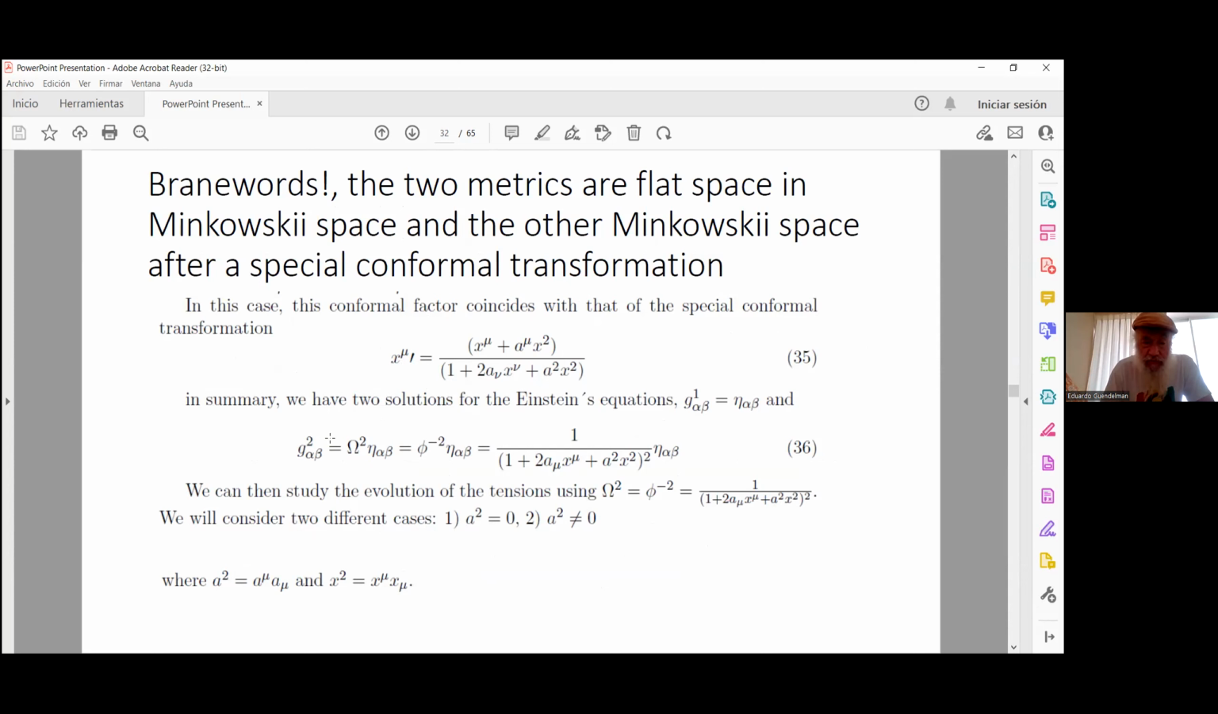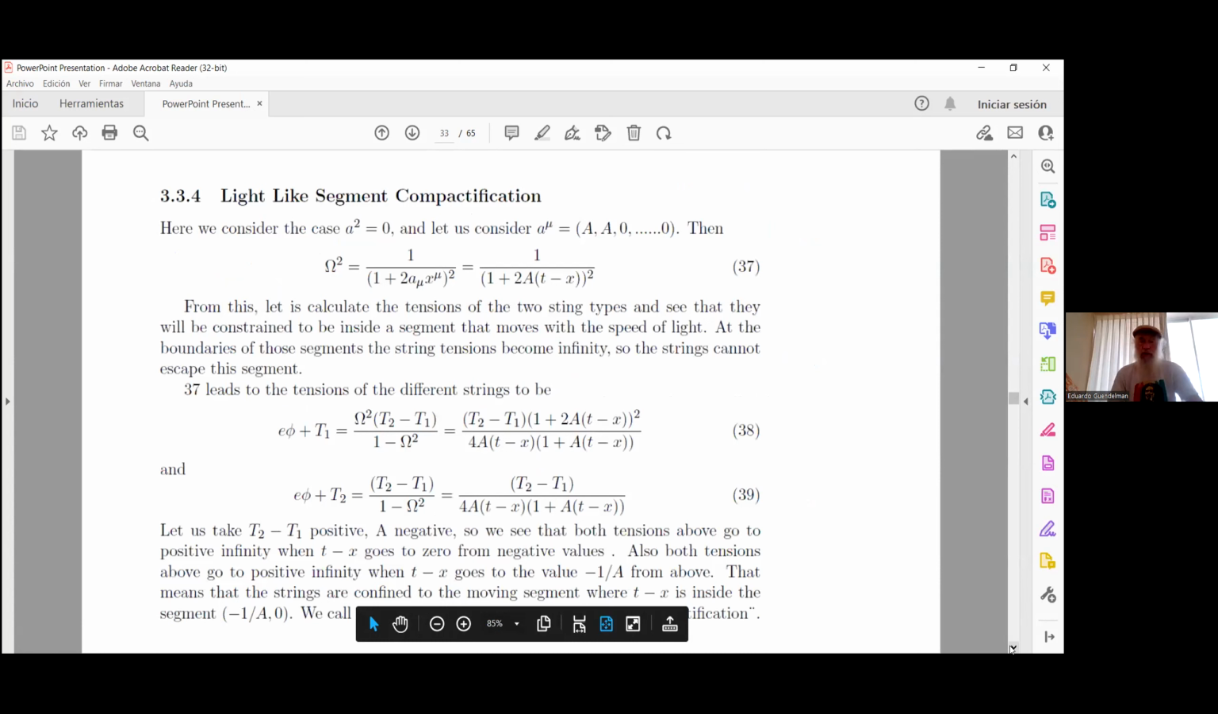We have two conformally related metrics. The metric 2 is related to the metric 1 by this conformal factor. A mu is a vector that can be light-like or not light-like, that means space-like or time-like. These are the notations: A square is A mu, x square is x mu. We look at our omega square, it's like this. We consider first the light-like case, so it's A, 0, 0.